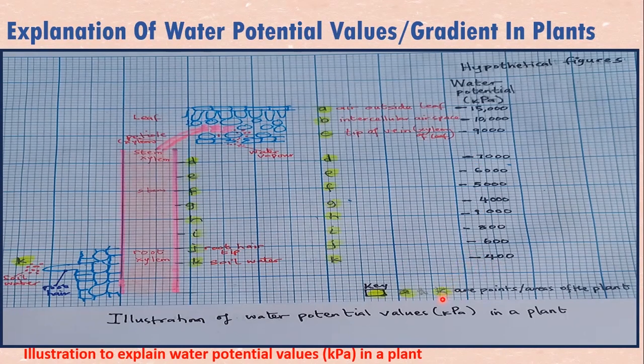So, if we've made things clearer with this explanation of water potential values, look ahead in our next lesson. We are also going to explain hydrostatic pressure values and tension values as water is transported from the soil water into the xylem vessels up through the whole plant.